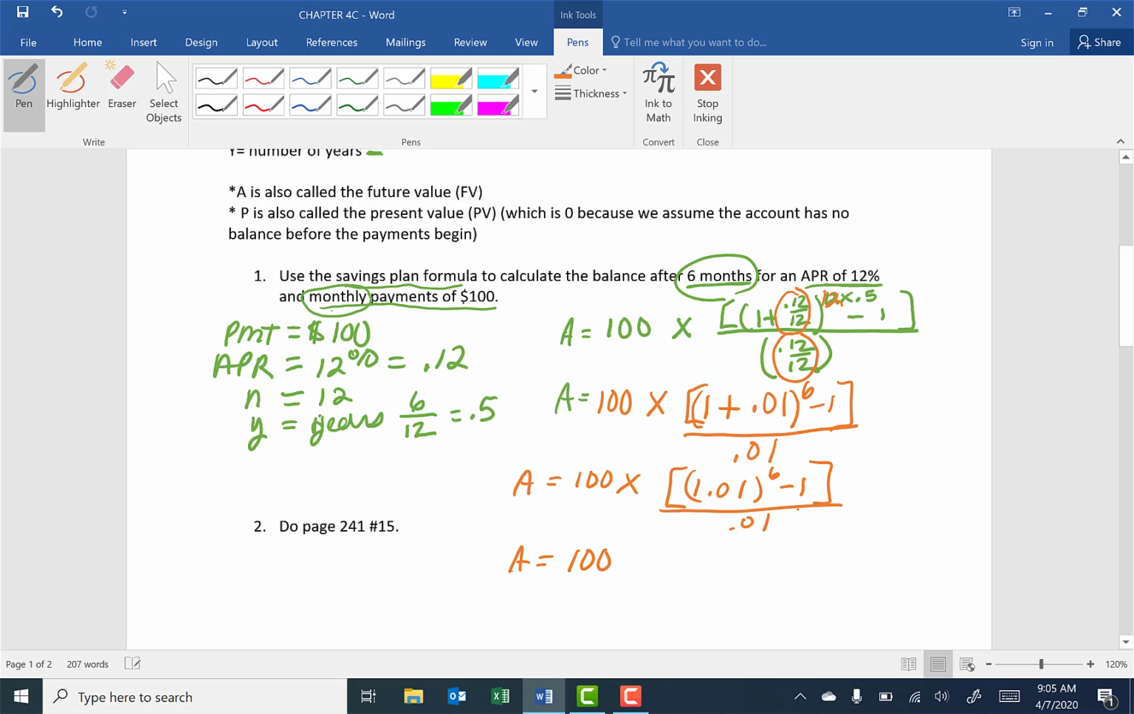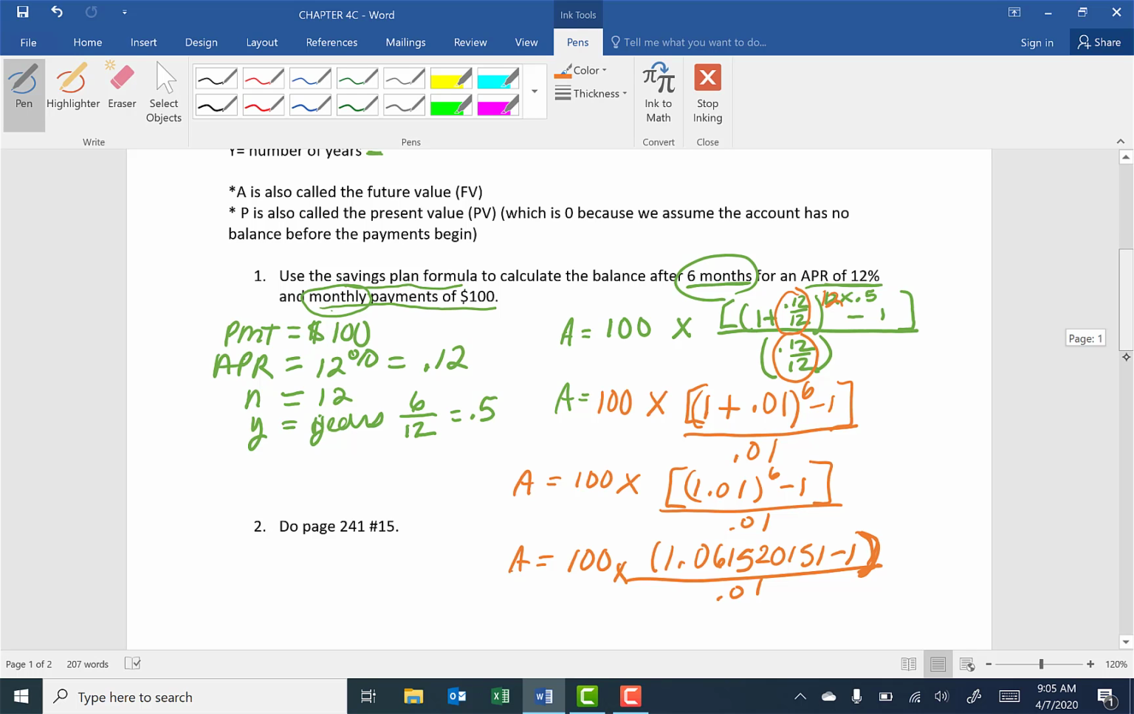Keep going. We're going to work from the inside out. So we have 1.01 raised to the 6th power. Using your calculator, you're going to get 1.061520151 minus 1, whoops, parentheses, all over 0.01.